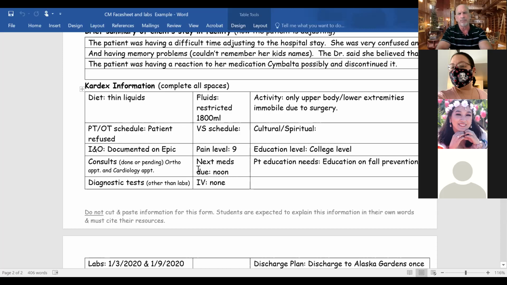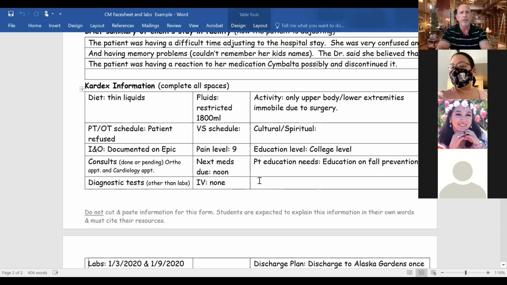Meds, I wouldn't worry too much about that because you're going to have scheduled meds throughout the day. Education needs, I noticed this patient needed some education on fall prevention. So evidently they had fallen down. You might want to put diagnostic tests if they have any labs that are due during that shift, any blood draws. Do they have an IV? Very important to put that down.